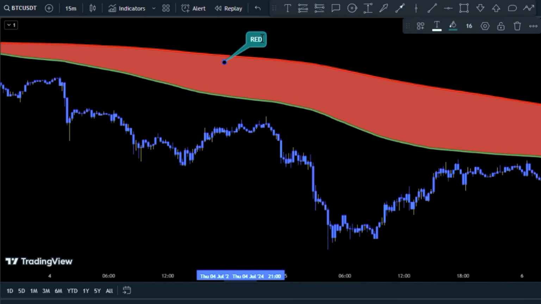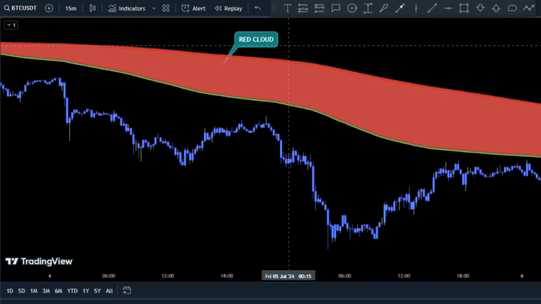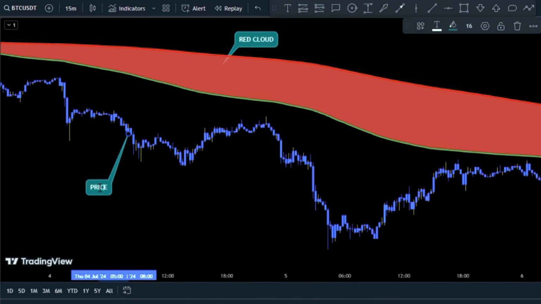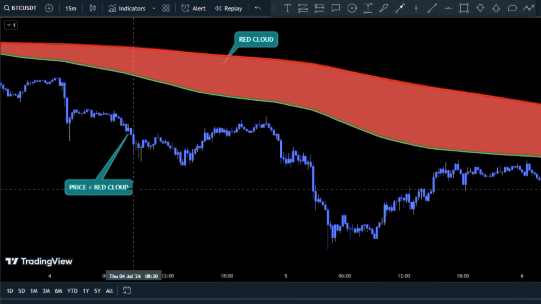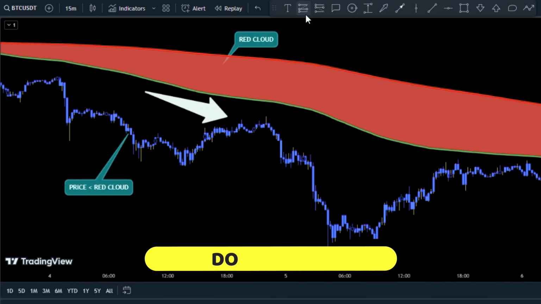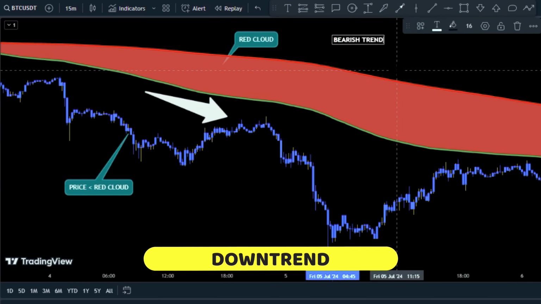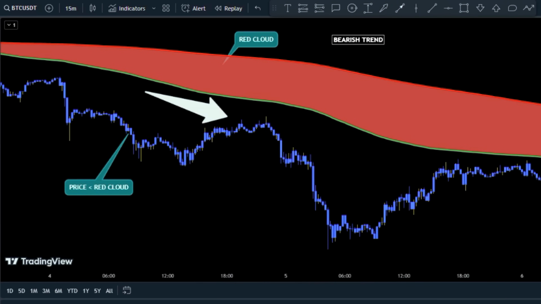On the other hand, when the cloud color is red and the price candles are trading below the red cloud, it suggests that the trend is bearish, a potentially profitable scenario for sellers. In this case, you might consider entering short positions as the market appears to be trending downward.